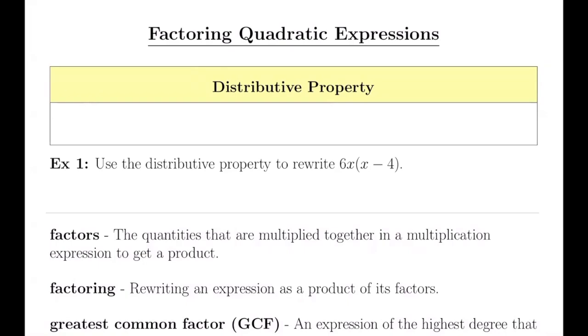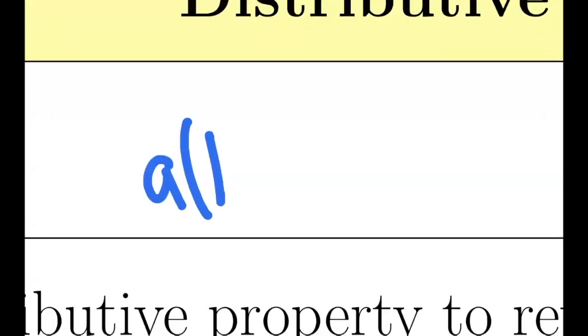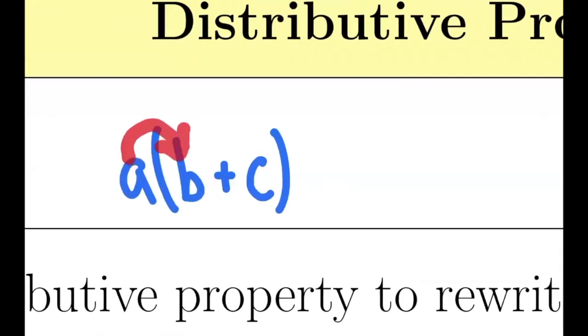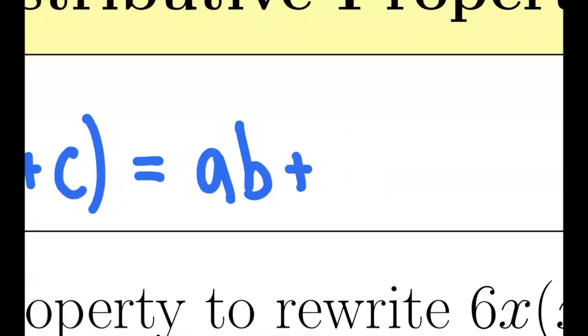Before I talk about factoring, I wanted to review the distributive property. This is a very important property. I even have a video on it that I made a couple years ago, so you guys can check that out. So the distributive property says that if I have A times B plus C, what I can do is distribute that A to both terms, and I'll get A times B plus A times C.